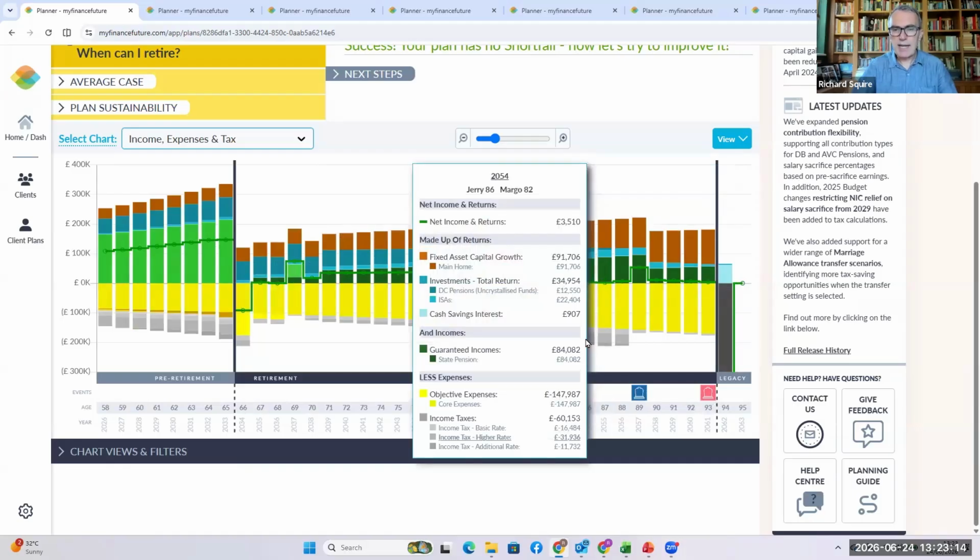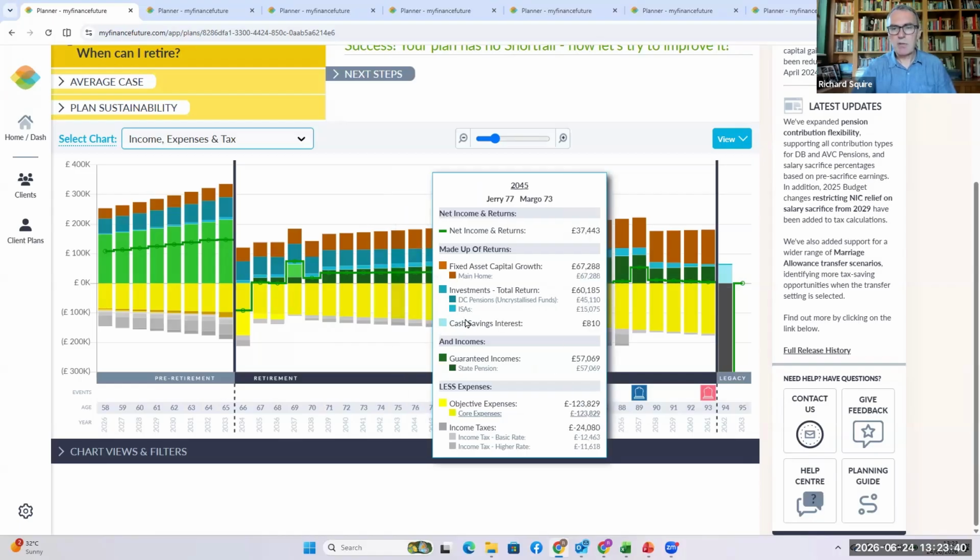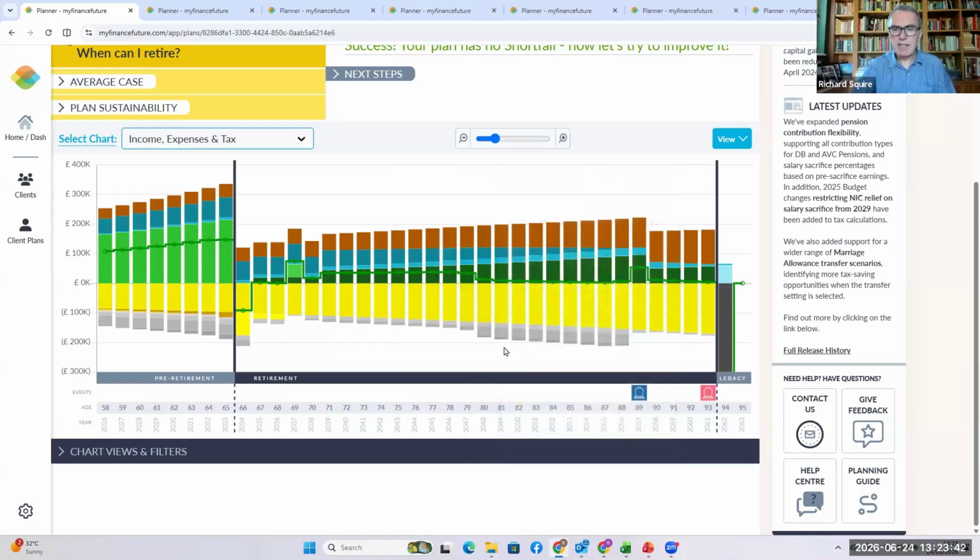If we look at the income expenses and tax chart, we will see that in this period, we're starting to pay additional rate tax. So there's £11,000 of additional rate tax being paid on what turns out to be Jerry's pension withdrawals. He has the biggest pension. That's where much of the money's coming out. But at that point in the plan, Margot's pensions run out, and so all the money's coming out of Jerry's pension. Back here, earlier in retirement, we're managing to withdraw a bit more tax efficiently, whilst Margot still has some pension funds left. So there's a period here where we want to see if we can mitigate the additional rate tax.